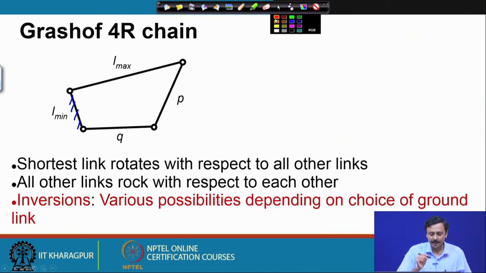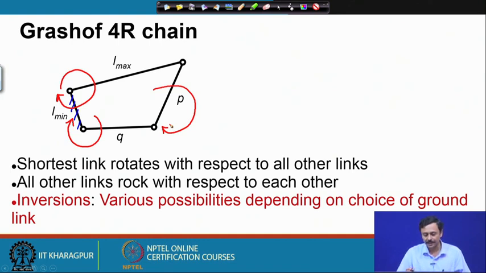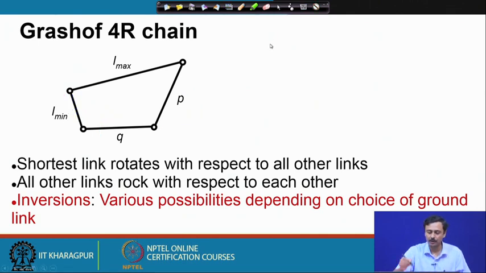Since L min can rotate completely with respect to Q, if I fix L min, relatively Q should be able to rotate completely with respect to L min, and so must the longest link, and so must the coupling link. All of them can rotate completely with respect to L min if I fix L min. So, these are inversions, and you can have very different motion characteristics of these mechanisms. So, that is what we are going to look at.